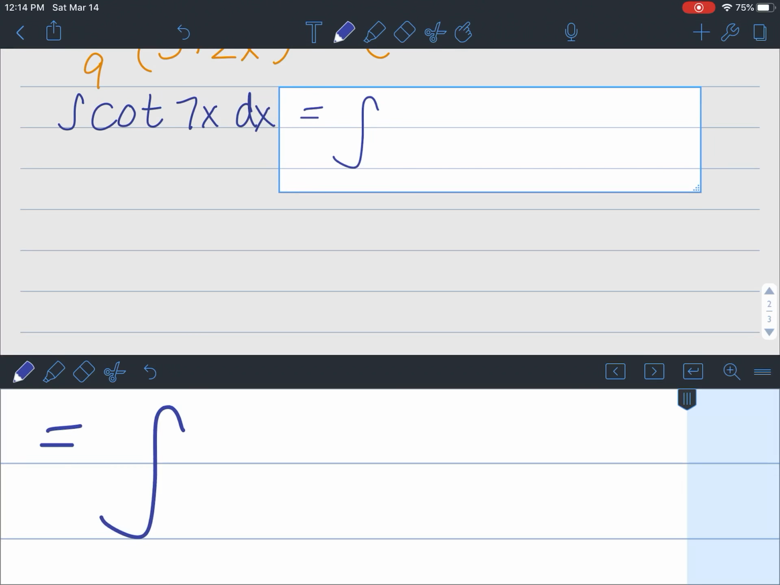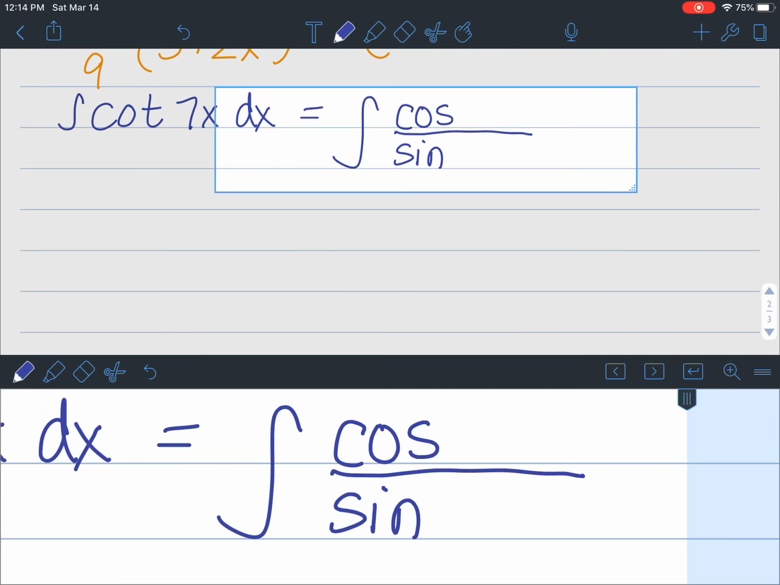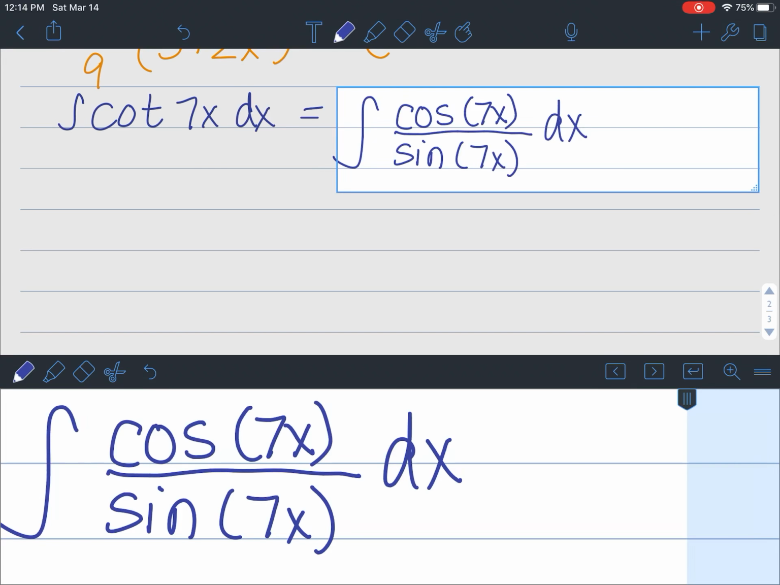Okay, so let's change cotangent into cosine over sine. You thought that was going to go away after pre-calc, didn't you? You silly people. Okay, don't change the angle, so the angle is still 7x. And this is all with the dx on it.